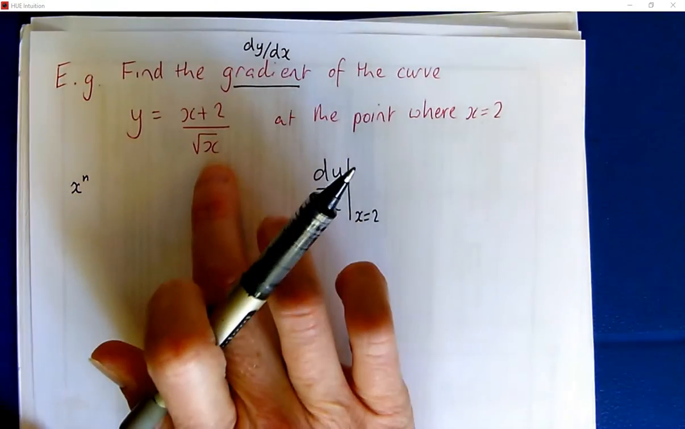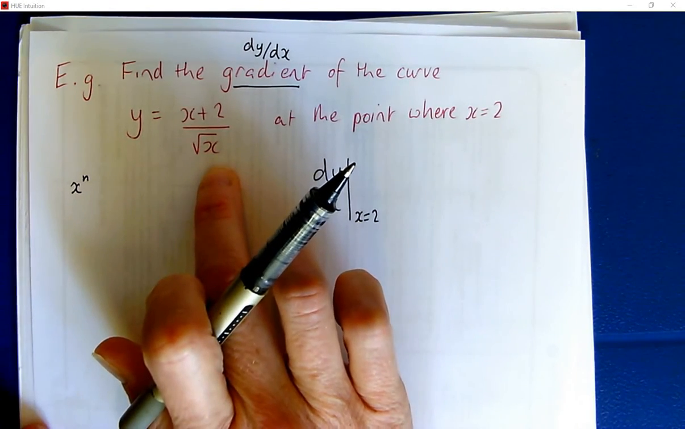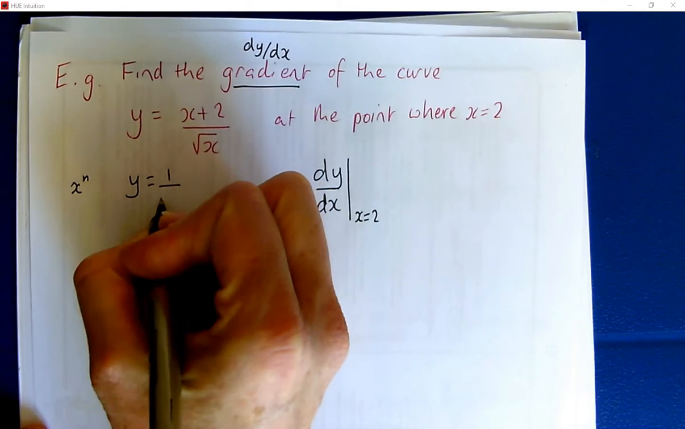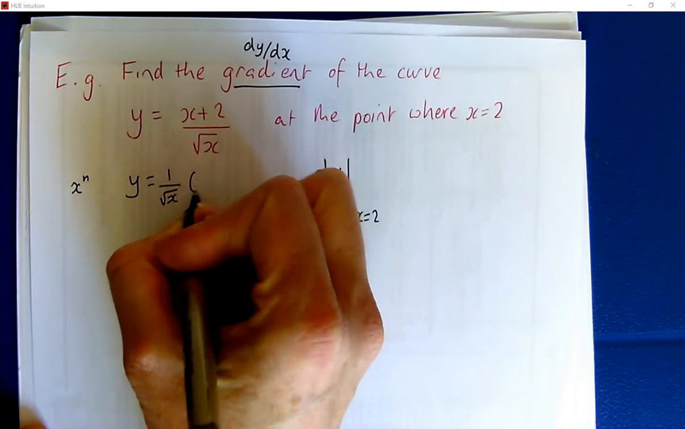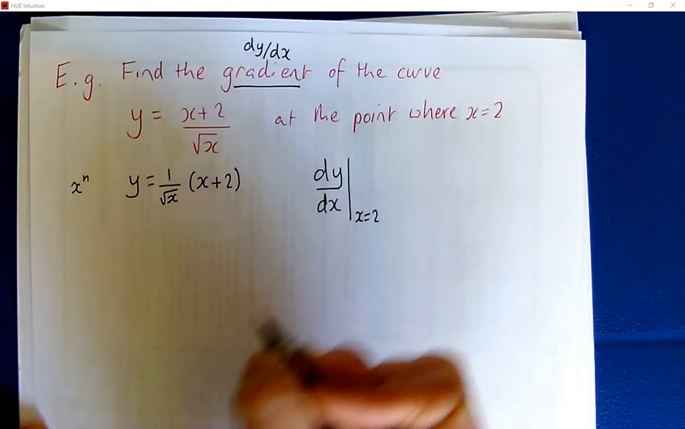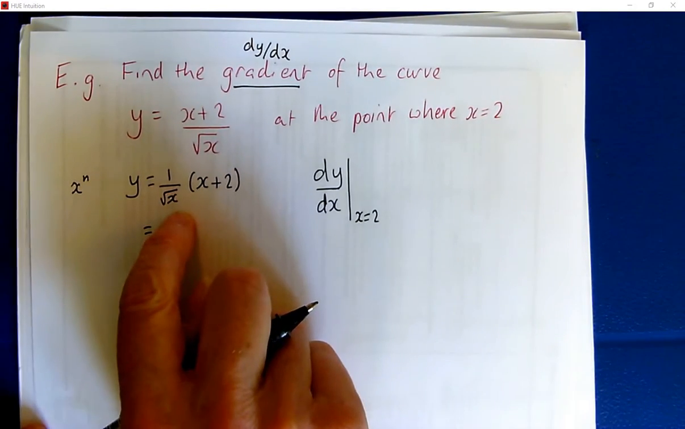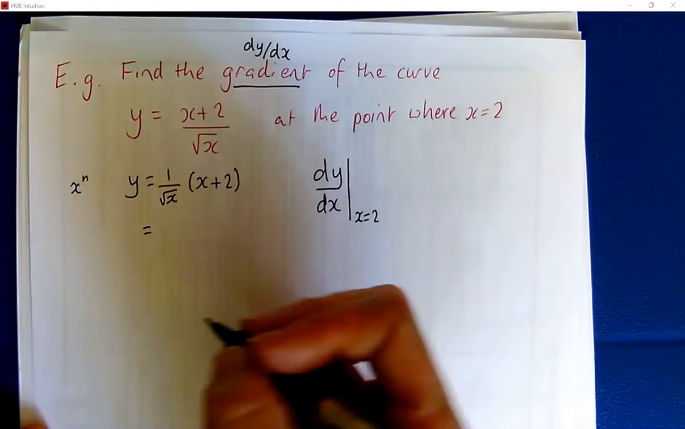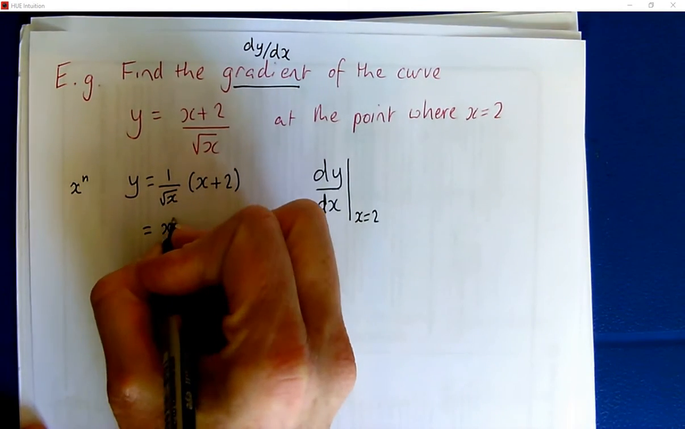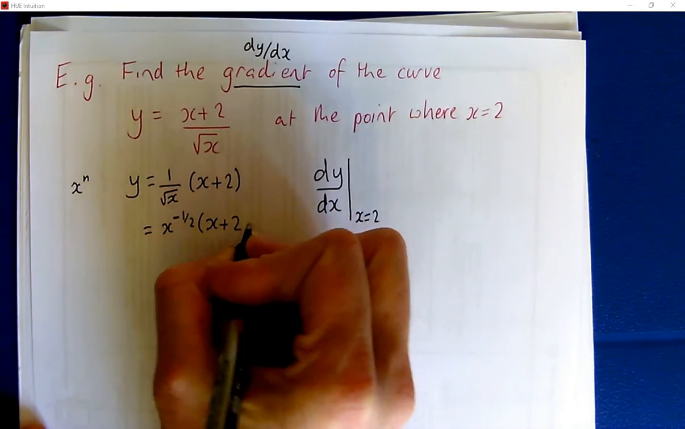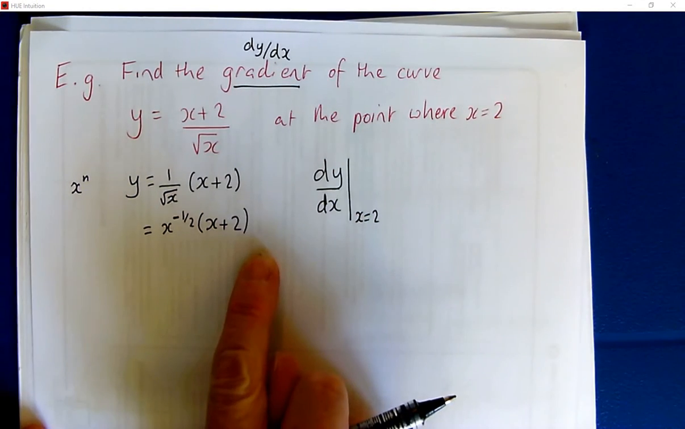Now the problem is this 1 over root x. Okay, so we could write y as 1 over root x multiplied by (x plus 2). Okay, so this is x to the half on the denominator, and because it's in the denominator, we write x to the negative a half. Okay, and then we need to expand brackets.